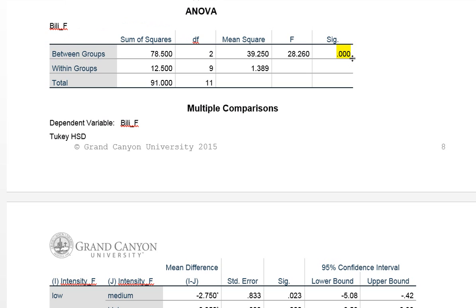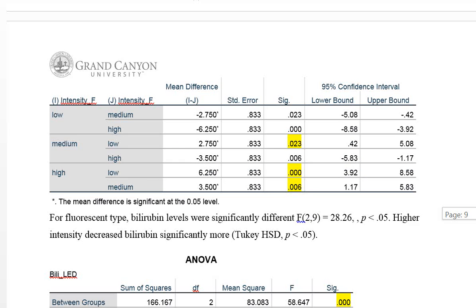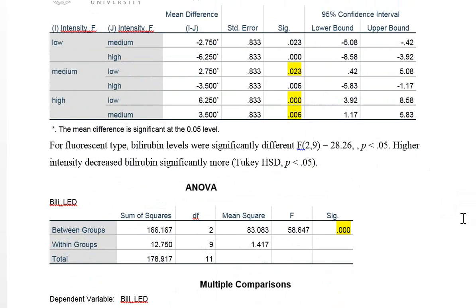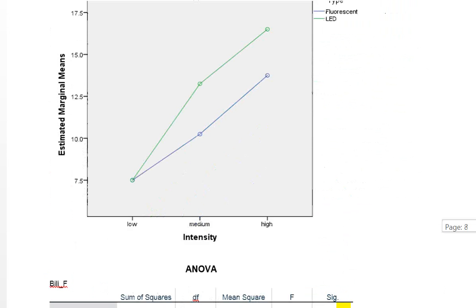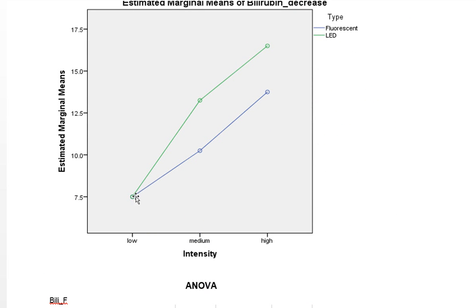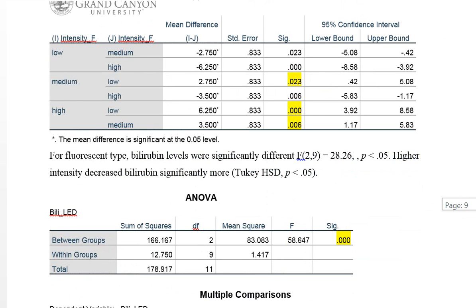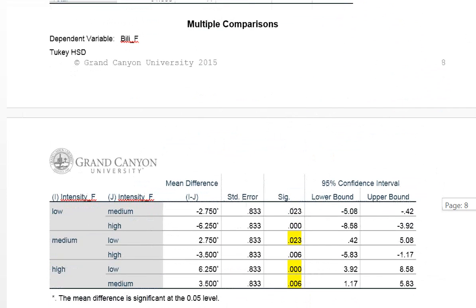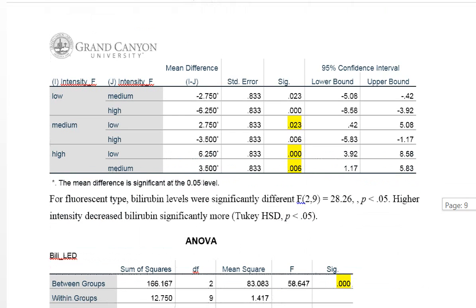Notice the significance level is 0, so there is a statistical difference. And then we want to see, well, they looked like they were going up on the interaction chart here. Fluorescent is what we're analyzing. It looks like these are going up, but is it statistically significant from low to medium and from medium to high? That's what we need to know. So that's what the multiple comparisons, Tukey, is going to tell us.